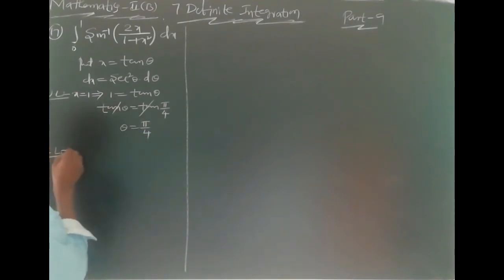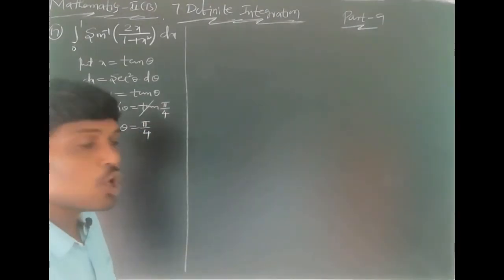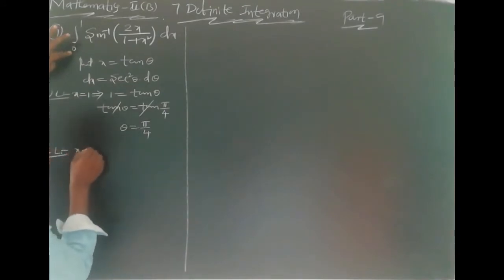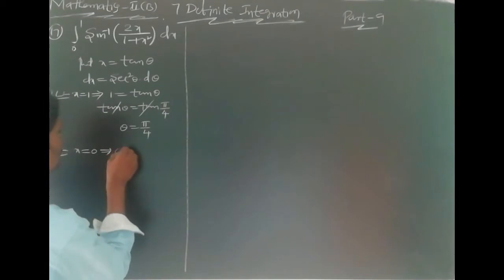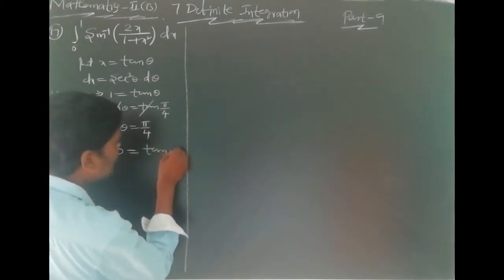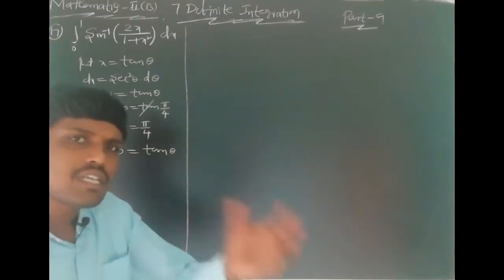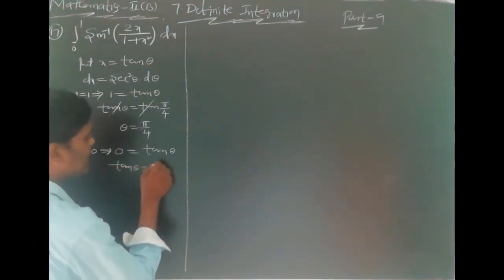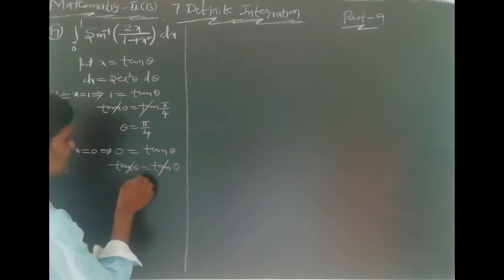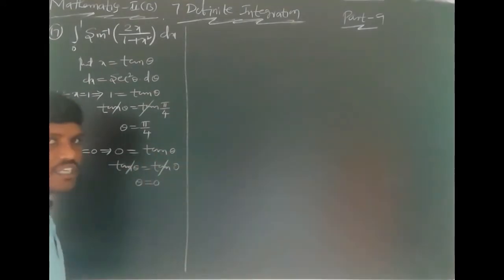After that, lower limit. Lower limit x value is 0. You can write 0 is equal to tan theta. Tan of which value gives 0? Tan 0, nothing but 0. That's why tan theta is equal to tan 0, tan gets cancelled, theta value is 0.